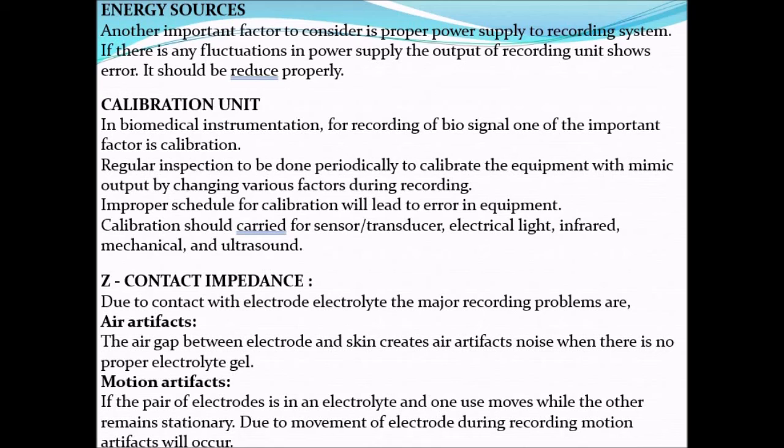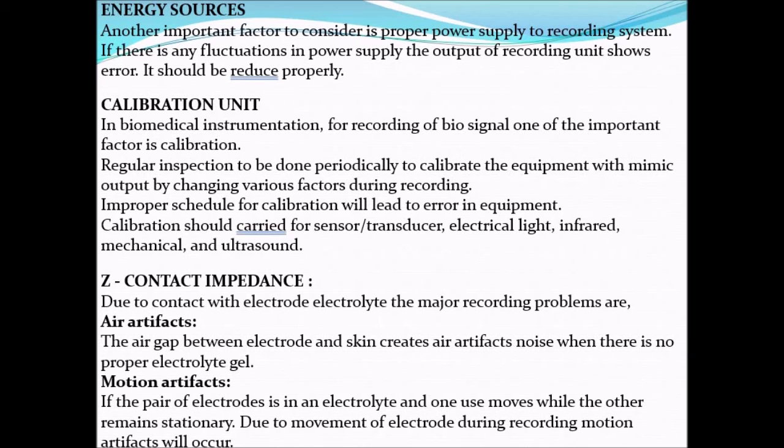What is this contact impedance? When we are taking an ultrasonic image of a baby, a fetus, they will be using an electrode paste. What is the use of the electrode paste? First, it will provide lubrication for the electrode to move smoothly on the surface of the skin. The second one, it provides a good contact between the electrode and skin. And finally, it also reduces the noise.